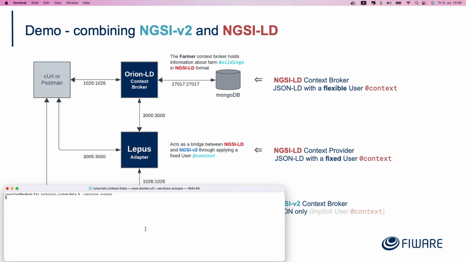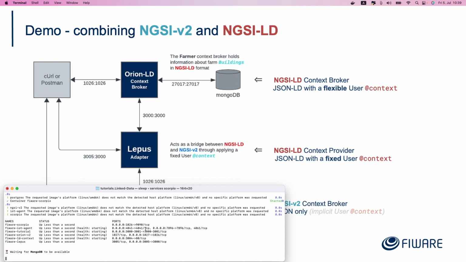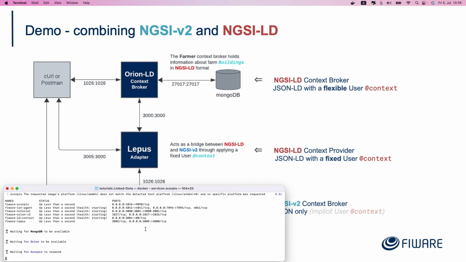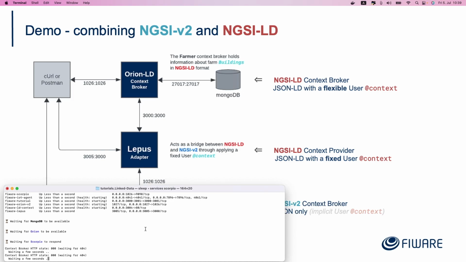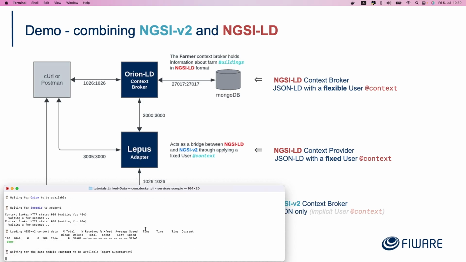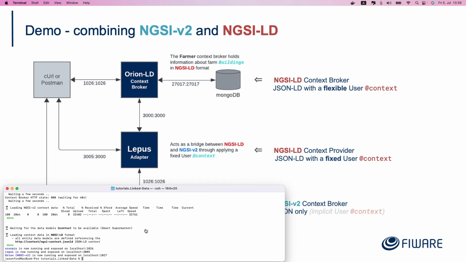I will actually run with Scorpio rather than Orion-LD because I have no preference as to which LD broker I'm using. But of course, my background data is being held in an Orion NGSI-v2 system. So just wait for it to come up in a few seconds. It's getting there. There we go, and it's loading up some data on the right system.